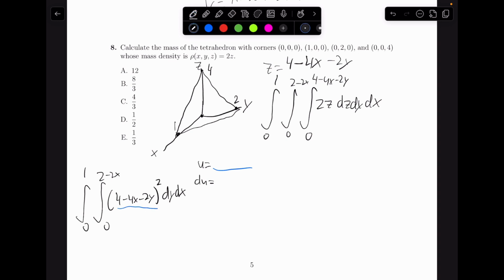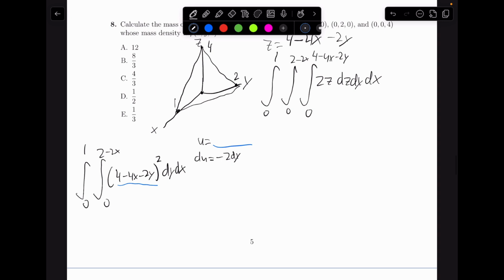du is going to be the partial of u with respect to y, which is negative 2 dy. Great, that is correct. Now let's rewrite our integral. x is still 0 to 1, and we need to take out the constant of 1/2 from the y and integrate u squared, which is u cubed over 3. So I'm going to take out that 3 and write it as negative 1 over 6 on the outside.